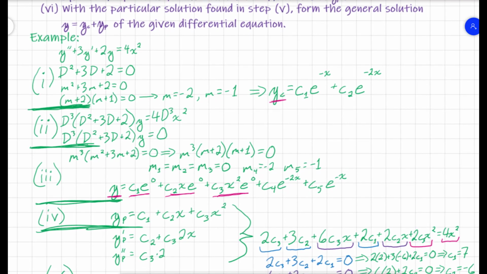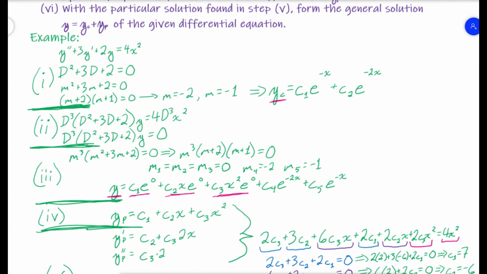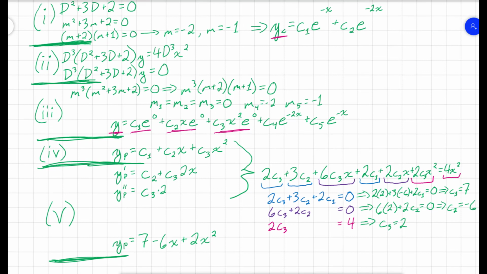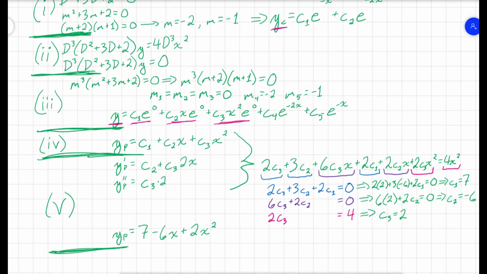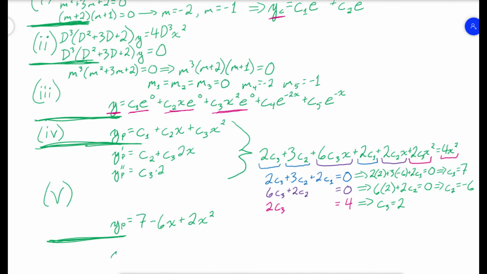And finally, we have step 6. So with our particular solution that we just found, and our general solution form that we know, that's y sub c plus y sub p, and we already know what y sub c is also, then we have our general solution of our differential equation. So to finish this off, all we have to do is take our y sub c and add it to our y sub p. So y equals y sub c plus y sub p.